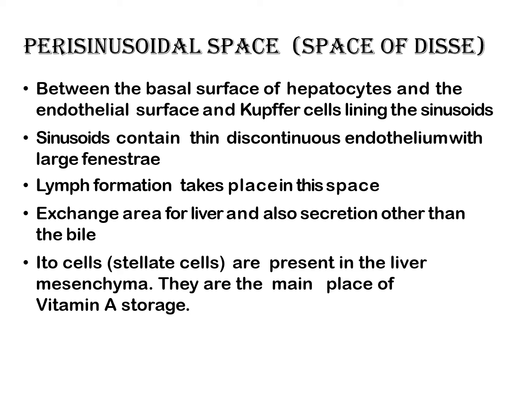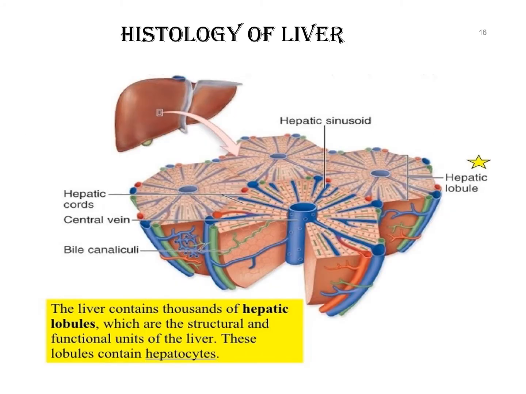Lipid formation takes place in this space of Disse. At the same time, it is an exchange area for the liver, and secretion other than bile can also be performed by this space. There are present Ito cells, which are also called stellate cells. They are present in the liver mesenchyma. These Ito cells are the main place of vitamin A storage by the liver.